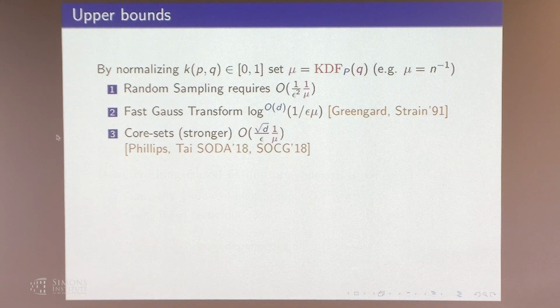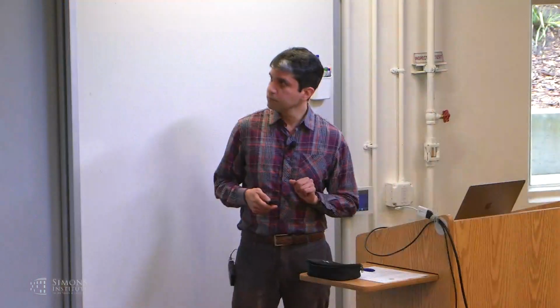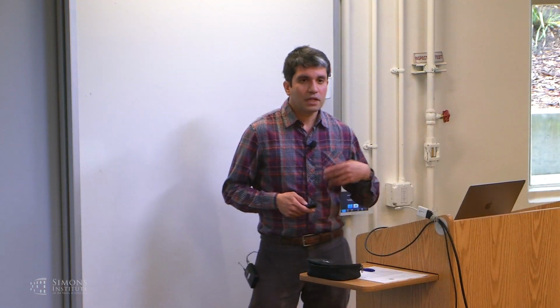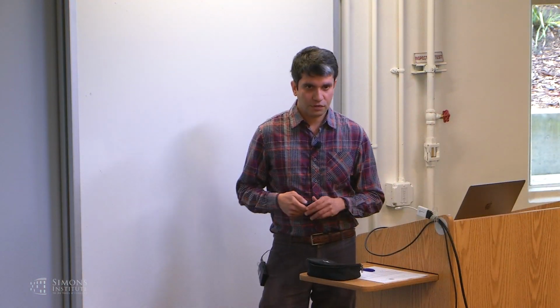So before I state the results, let's do some normalization. I said that we have this kernel function, and we want to average this kernel function over all the values of the data, over all the data points. Let's just normalize so all our kernel function values are between 0 and 1, and let mu be the average. Mu is this quantity that we're trying to compute.